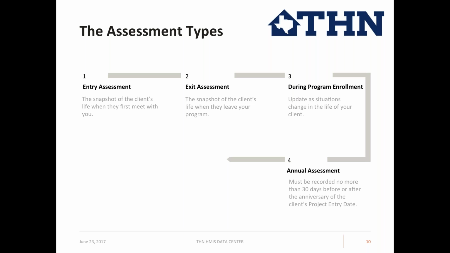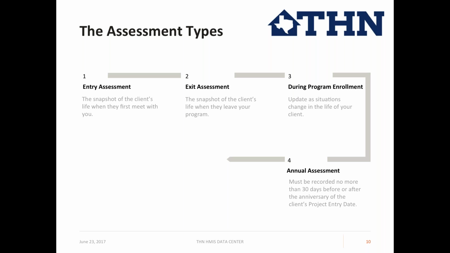Because this assessment, in order to be effective, you have to record it no more than 30 days before or after the anniversary of the client's project entry. And this is regardless of the date of the most recent update. If you did an update 3 months before the anniversary of the client, you still have to do an annual assessment. Now, one doesn't eliminate the other. Your data is in there. However, when it comes to reporting, only the last one will count.